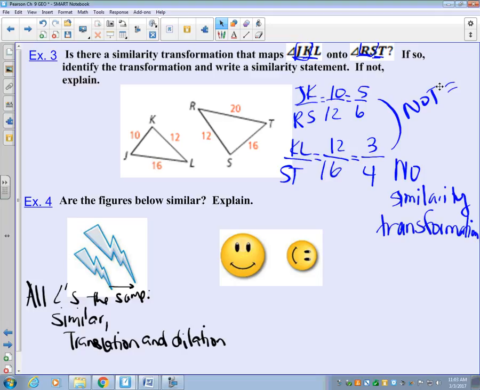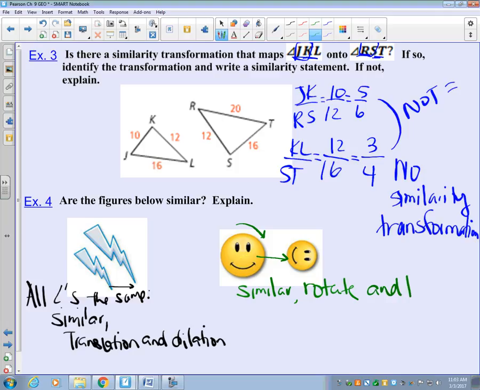The small one is facing to the side. So, if something is facing to the side, how do I go from facing upright to facing to the side? It's a rotation. So, this is similar. We rotate this guy. After we rotate him, we have to move him. What's it called when we move? Translation. And then we have to shrink it. What's it called when we shrink it? Dilation.